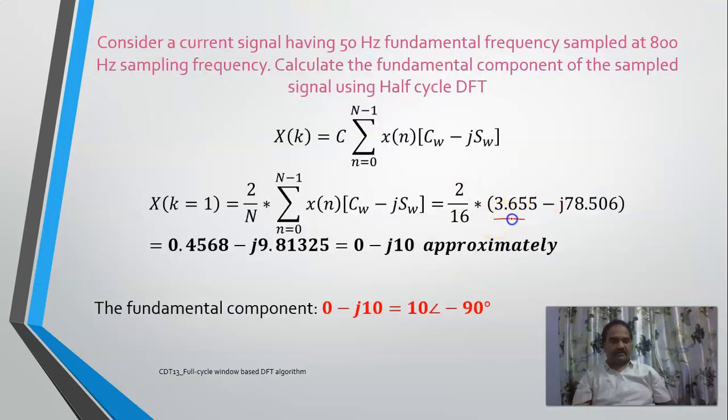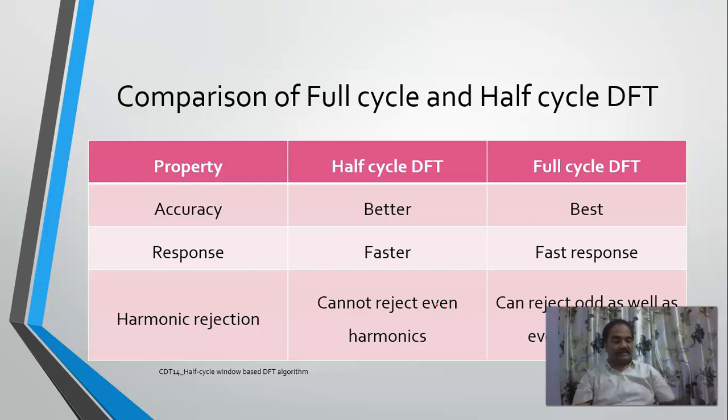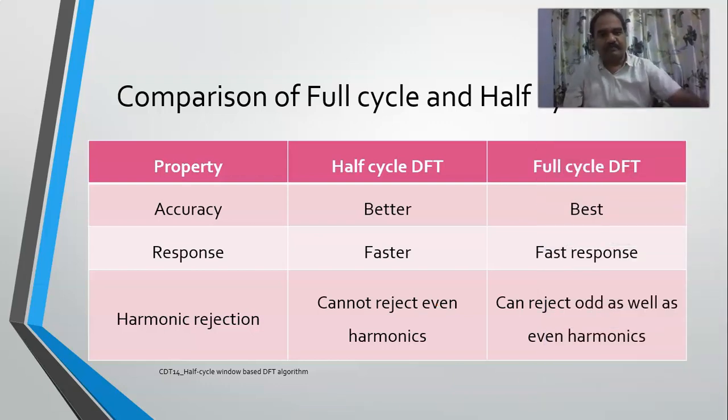See, 3.655 minus j78.506. This is 2 by n. Here I am considering all samples. If it was half here, then it would have been n by 2. So this is my data, and since this is also somewhere close to 0 minus j10, there is not much difference if I consider half wave or full wave. So with just 8 samples, I am now able to compute the fundamental component of the waveform.